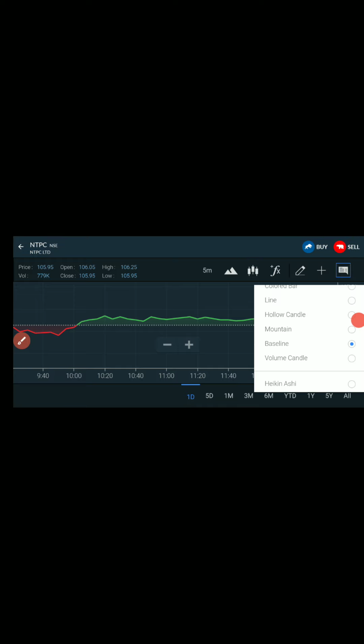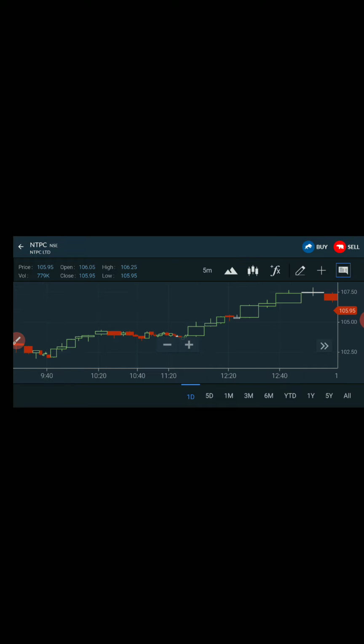Next we can see the volume candle. This is one of the best candles which can be useful for intraday traders. How the volume candle works is, if the volume is large, the candlestick size will be larger. If the volume at the trading time is low, the size will be smaller. Remaining all things are the same, like opening price, closing price, maximum price, lowest price, everything remains the same.